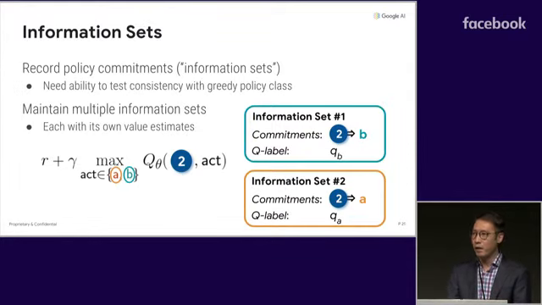First, for each Q value estimate, we need to record the set of policy commitments which justify that Q value. We organize this into what we call information sets, and critically, we need the ability to test whether the policy commitments within an information set is consistent with respect to the greedy policy class. Second, because we don't know a priori which policy commitments might conflict with one another, we need to maintain multiple information sets, each with its own value estimates.